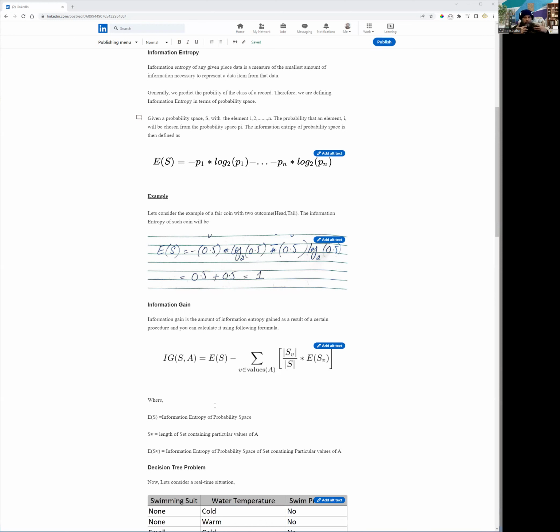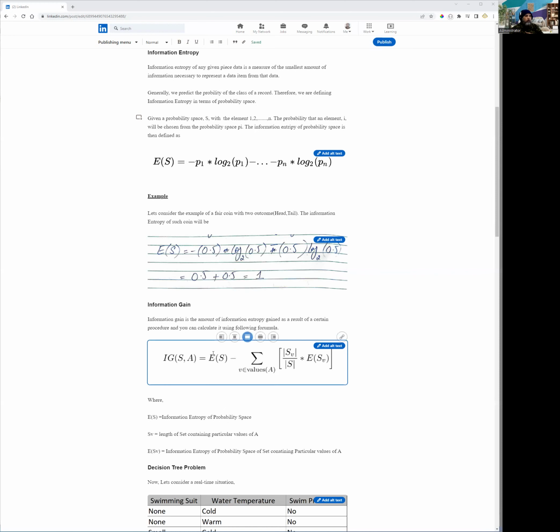And obviously, computationally, it's going to be very expensive to find the right outcome. So that's where the whole information entropy comes into the picture. Now, the second one, which we use to decide which variable we are going to use to start constructing and then splitting our tree at the later level, is called information gain. And information gain is the amount of information entropy reduced as a result of a certain procedure, and we normally calculate it by using the following formula.